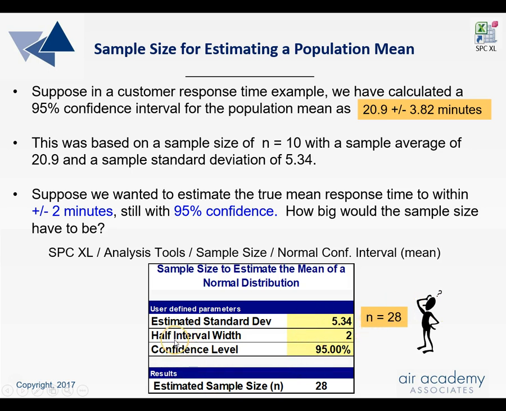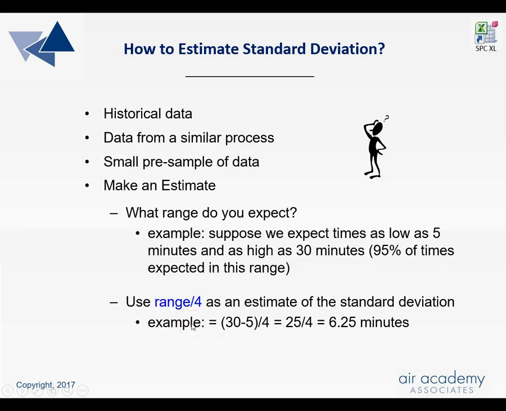Now, it's pretty easy actually to specify the half interval width or the margin of error. And it's pretty easy to specify the confidence level. But where do we get the estimated standard deviation? Now, in this example, we got that from a pre-sample. But the key is, where do we get this value right here? There are several areas where you can go to get that data. Historical data is one place. Go to some similar process that you have data from before. Calculate the standard deviation. You might be able to use that. A small pre-sample of data like we did here with a small sample of 10. Or you can make an estimate.